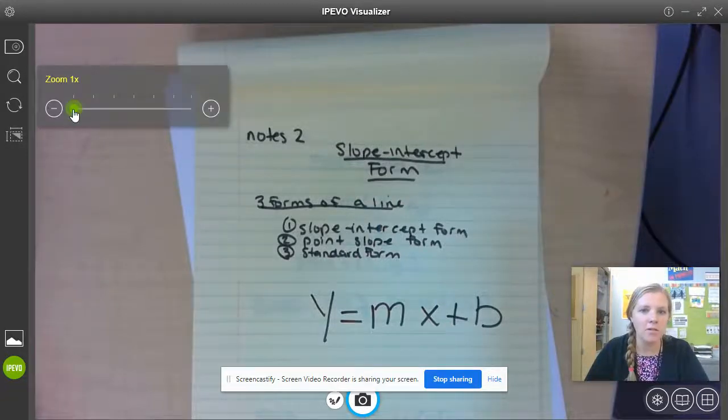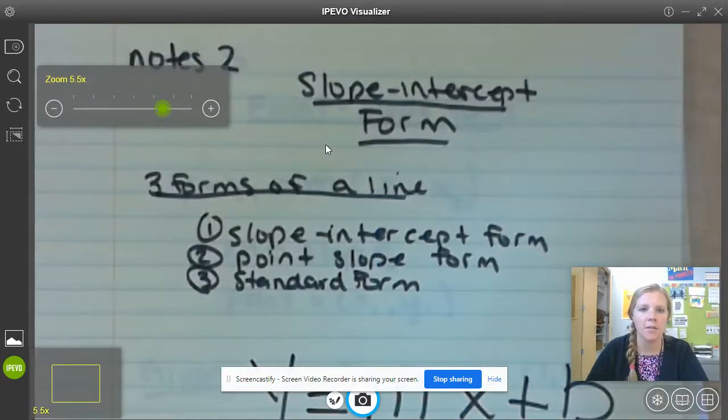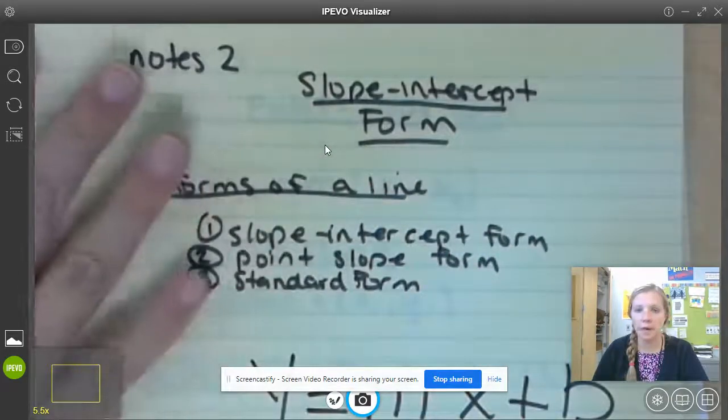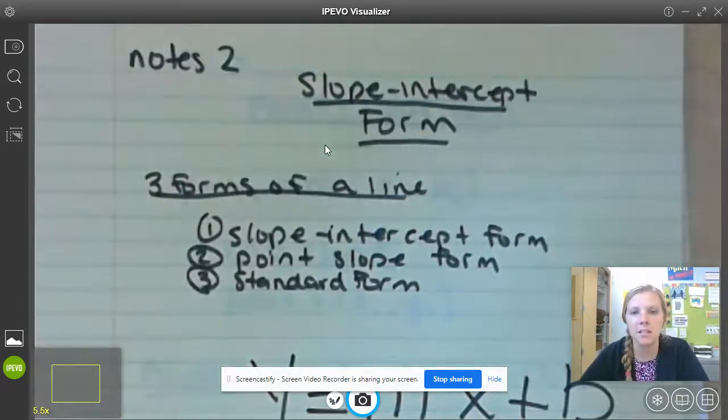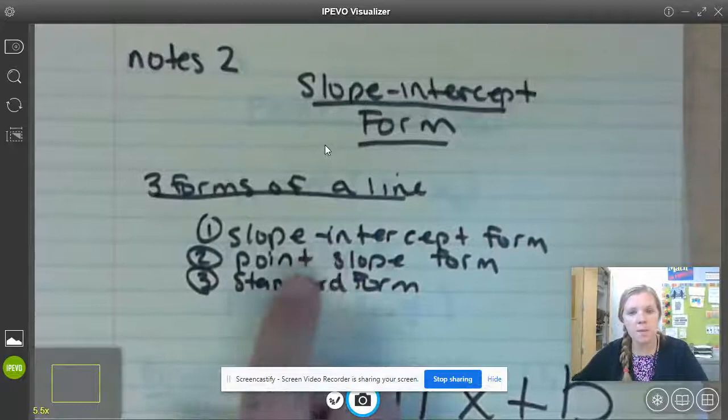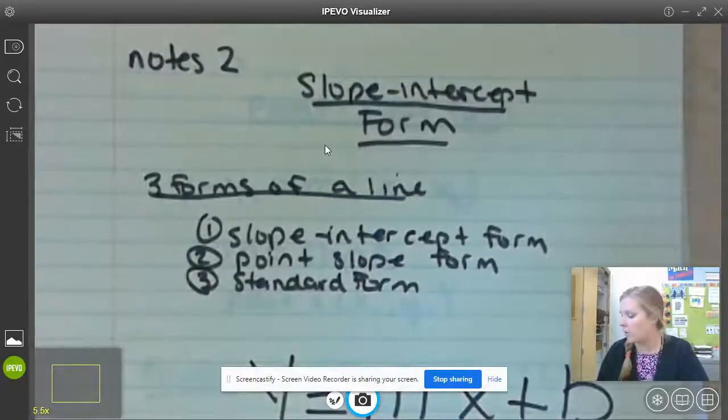Today we're going to take notes 2, called slope-intercept form. In notes 1, we talked about how to calculate the slope of a line, and today we're going to use the slope of a line to actually graph it. There are 3 forms of a line that we're going to be working on learning for the next 2 weeks: slope-intercept form, point-slope form, and standard form. Again, today we're going to start with slope-intercept form.